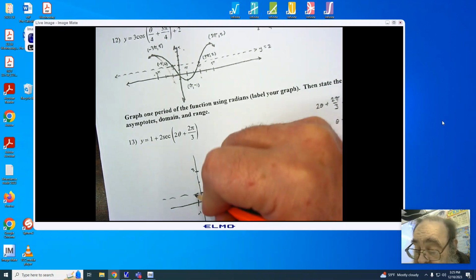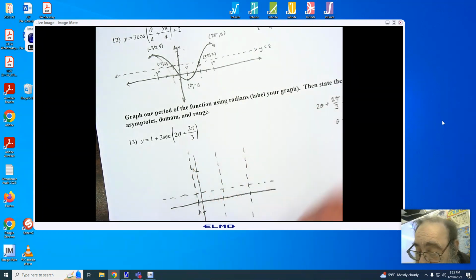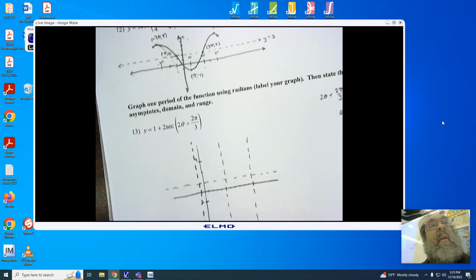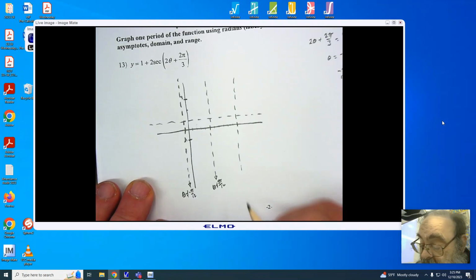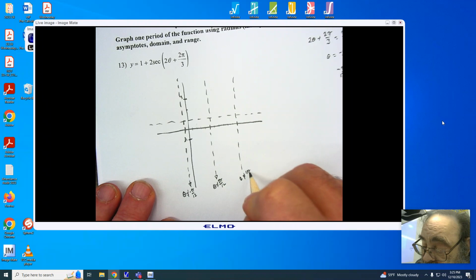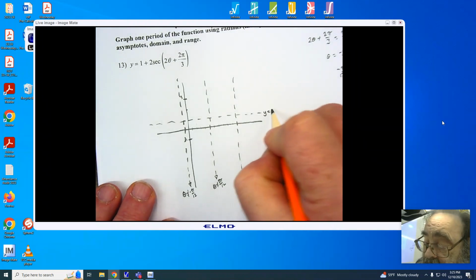I'm going to have to label these asymptotes and the center line now. Here we go. Theta cannot equal negative pi over 12. Theta cannot equal 5 pi over 12. Make sure you can see this. And then theta cannot equal 11 pi over 12. The center line is at y equals 1.